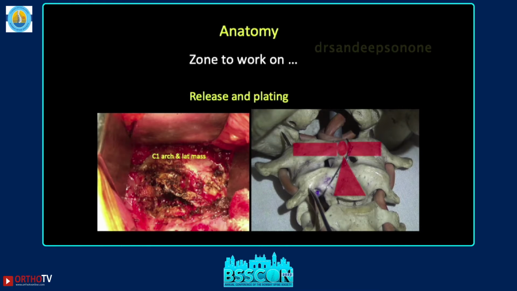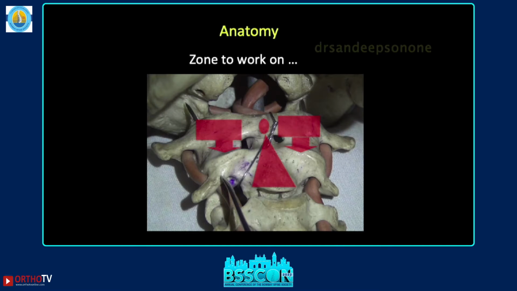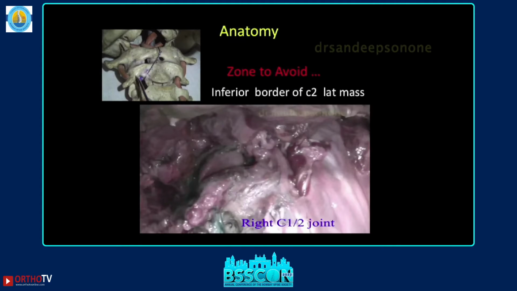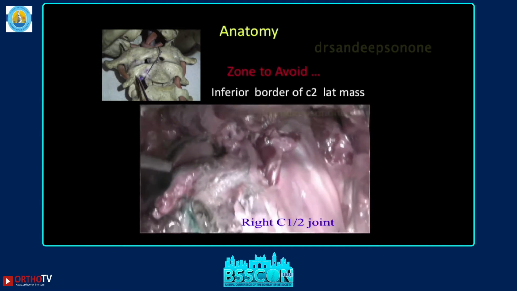Moving inferiorly, we need to identify the facet joints, the anterior aspect of the facet joints, release the ligaments, taking care not to go too far laterally because of the presence of the vertebral artery, and then moving inferomedially, gradually landing onto the C2 body. Now there are certain zones which we need to avoid.